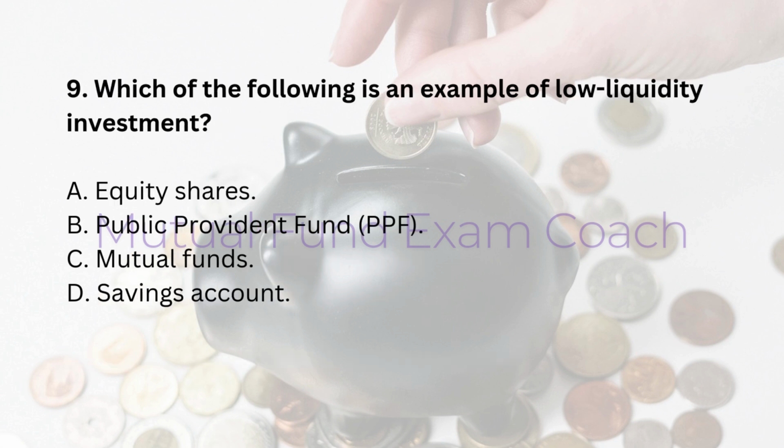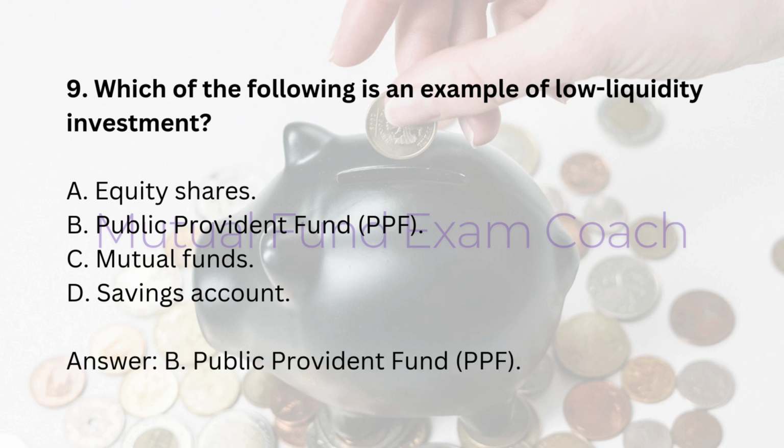9. Which of the following is an example of low liquidity investment? A. Equity shares, B. Public Provident Fund, PPF, C. Mutual funds, D. Savings account. Answer: B. Public Provident Fund, PPF.